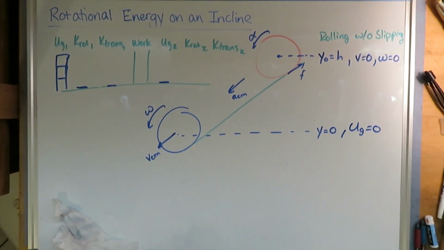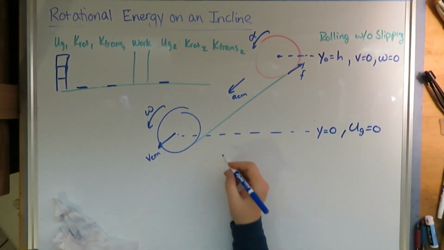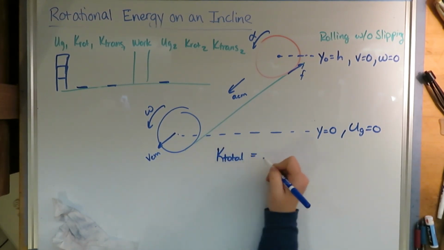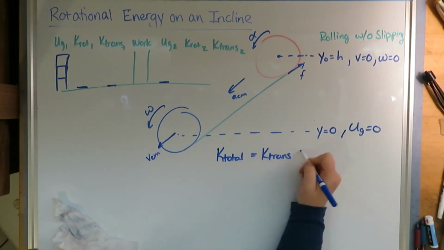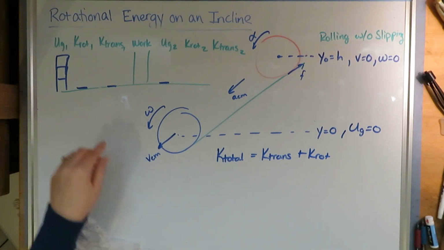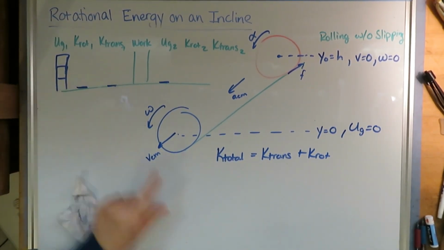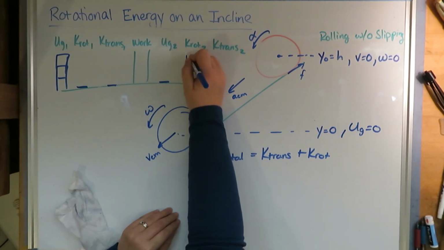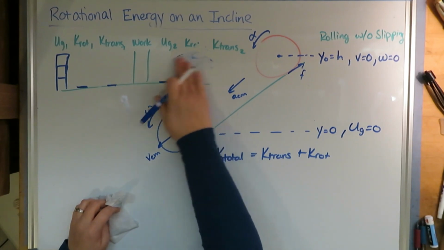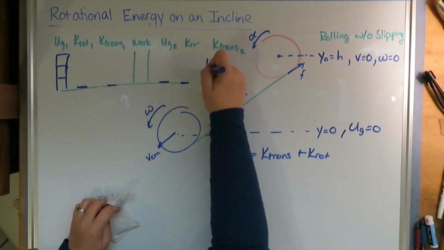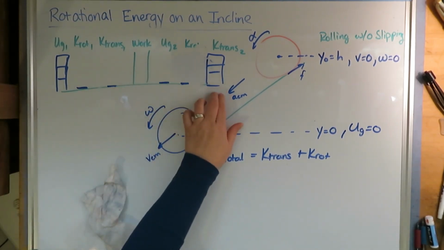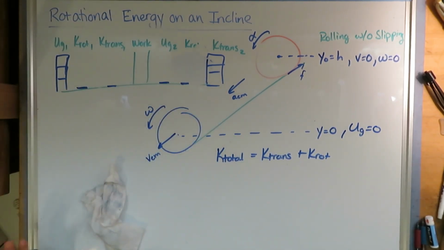The same idea is true going up the ramp as down the ramp: my total kinetic energy is going to be the sum of K trans and K rot. Now, if this ramp was frictionless, there would be no rotational kinetic energy at all. So whatever energy I have is going to be translational kinetic energy, equal to my initial potential energy.